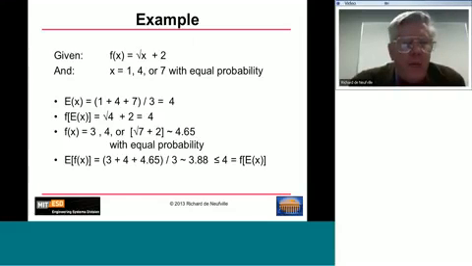And if we evaluate the system using that average value, we get the function at the average equal to 4. But now, if we think about what f of x could be, if we look at each of the separate values of x, that is 1, 4, 7, we get 3, 4, and the square root of 7 plus 2. The average of that, with equal probability, is 4.65. And so the expected value here, the average of 3, 4, and 4.65, is 3.88, which is not equal to 4.